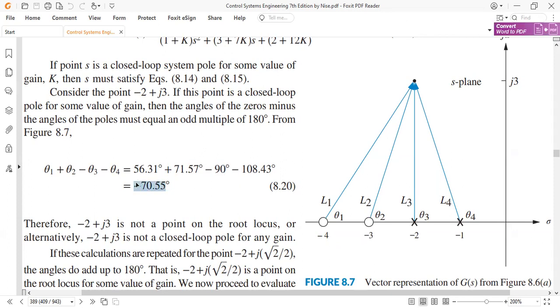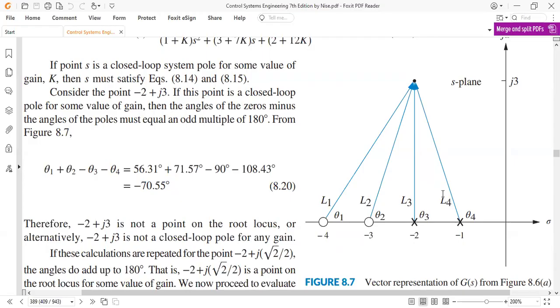Since this angle is not equal to 180 degrees, we deduce that this point is not on the root locus, or this point is not a closed loop pole for any gain on the root locus of this system that we have designed here. So condition number 2, that the sum of angles of the zeros and poles at that point should be equal to 180 degrees, is not being fulfilled here, since the angle coming out is equal to 70.55 degrees.